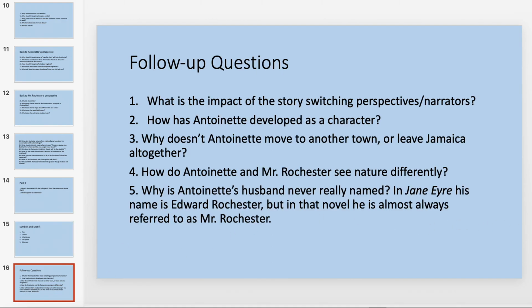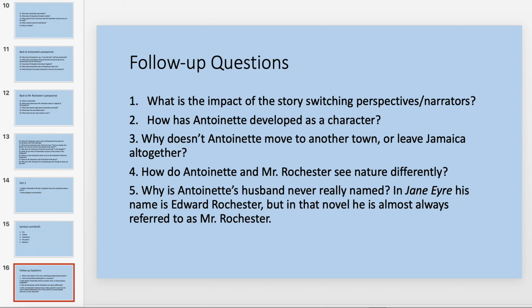And then lastly, here we have some follow-up questions for you to think about. So the first one here, what is the impact of the story switching perspectives or narrators? This is going to come up in our discussion board, so we're just starting it off here. Question 2, the rest of these won't be as related to our discussion board, but the first one is, so there's a hint there. Going on to 2, how has Antoinette developed as a character? So how do you see her growth from the start of the story to the end?